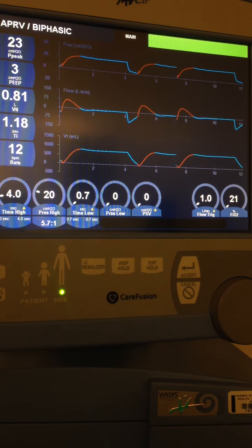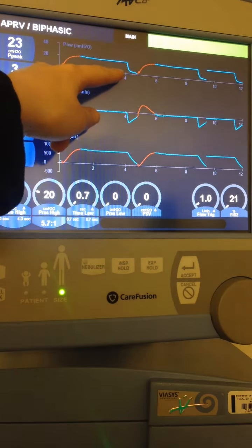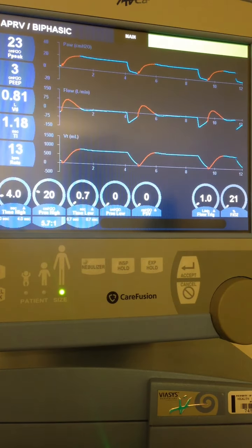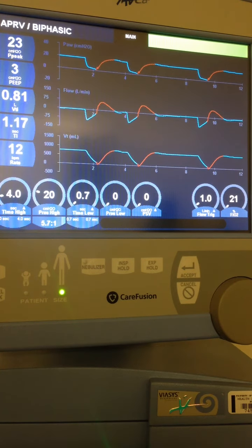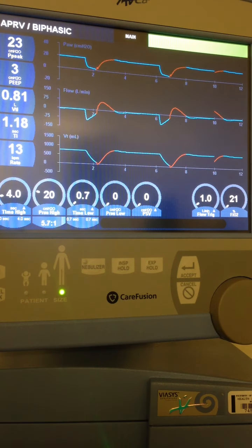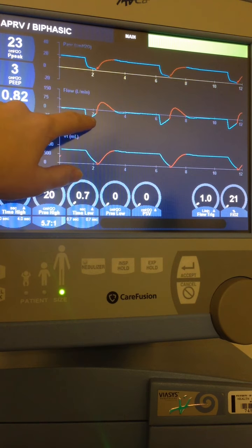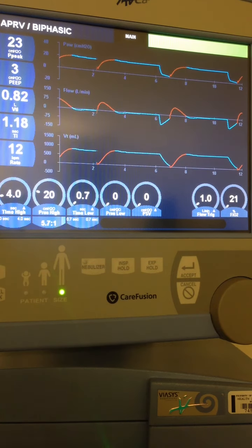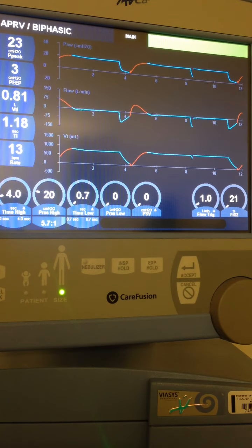So with these settings, you can see we have a really, really long inspiration and a very, very short exhalation. So there's something very important that we need to measure. It's called the trap percentage. So it's the percentage of air that is trapped within the lungs. And we can see right here, your exhalation is not reaching baseline. We can also call that auto PEEP. So we want that anywhere between 25 to 75%.